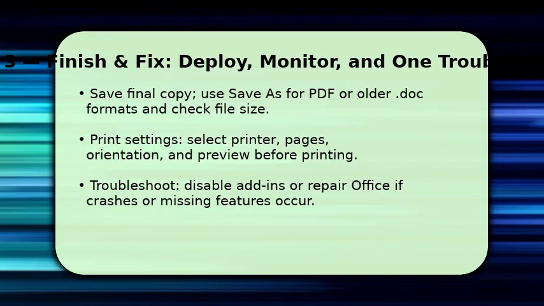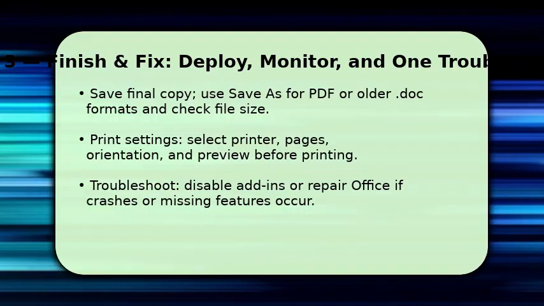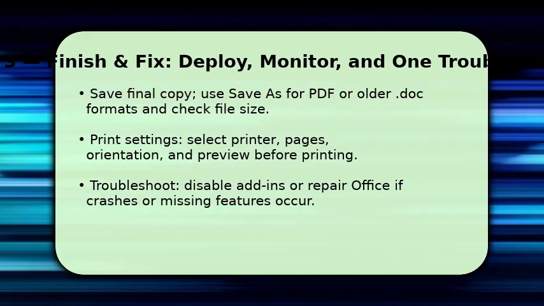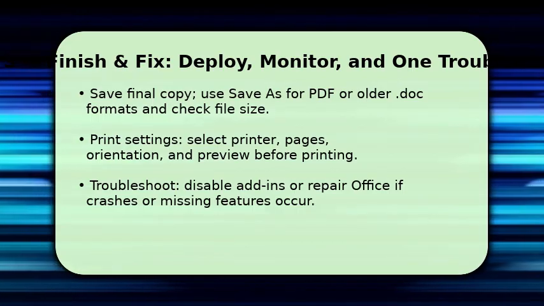If something goes wrong, Word crashes, features missing, or templates corrupt, first disable add-ins and restart Word. If that fails, run Office Repair from Control Panel or reinstall. This usually fixes corrupted components. Keep backups and version history to recover earlier drafts.